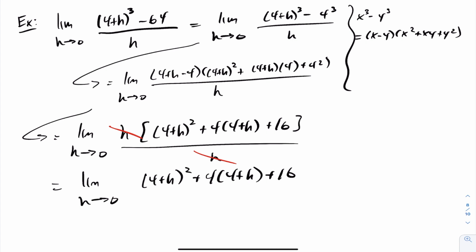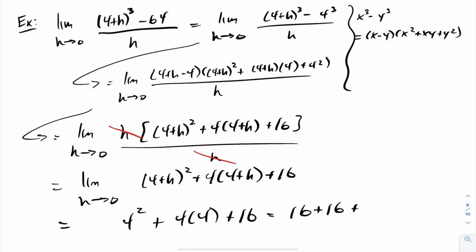And now the idea here is we have a polynomial. It's continuous. I can sub in this h here of being 0, so this would be 4 squared, plus 4 times 4, plus 16, which is 16 plus 16 plus 16, and that's going to be 48. Okay, let's take a look at another.